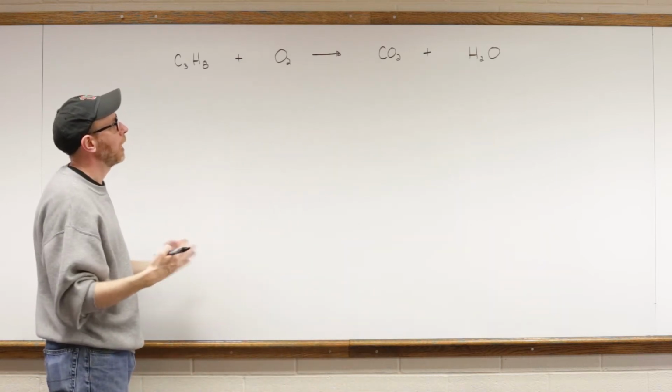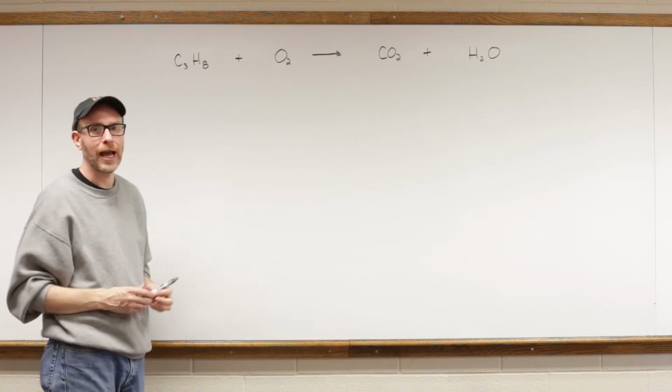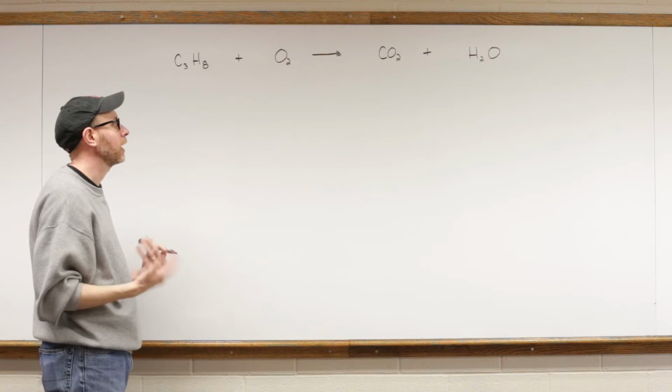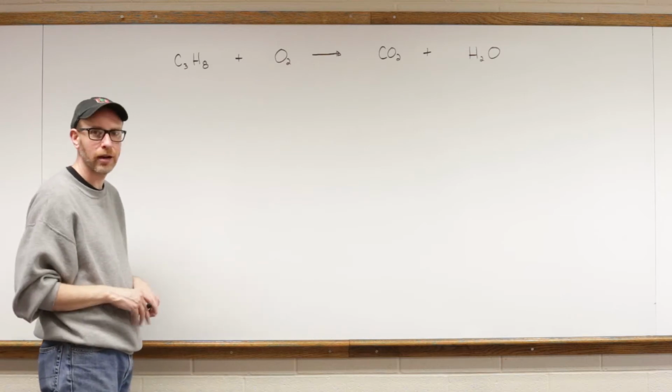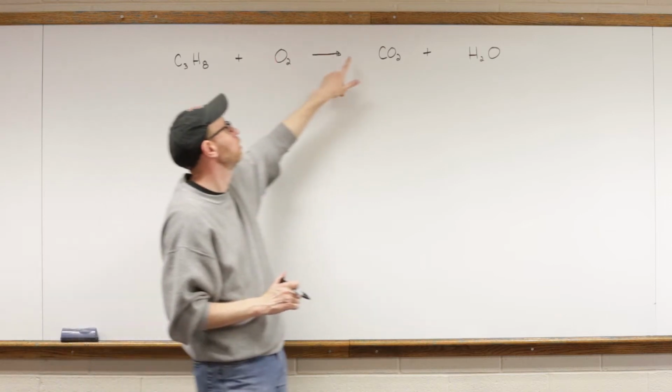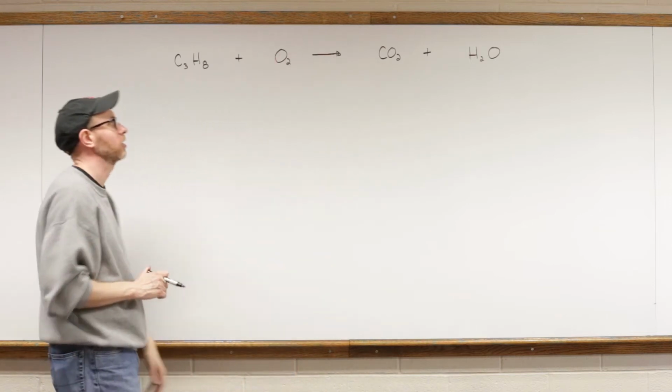So, when we're balancing a chemical equation, we're going to do a lot of counting. In particular, we're going to be counting how many atoms are on each side of the chemical equation. And what we want to know is the stoichiometric ratio between all those products and all those reactants.